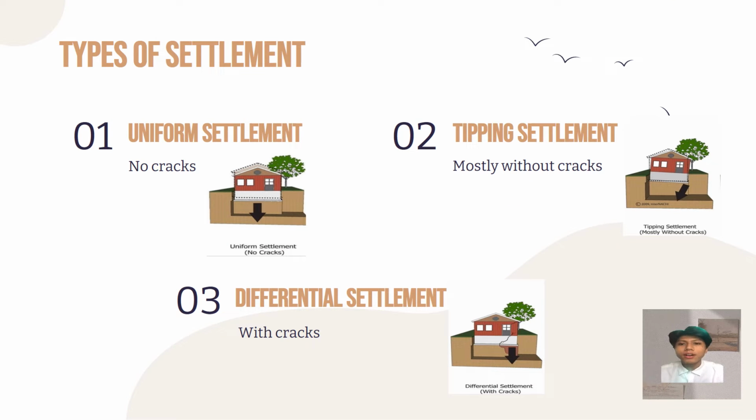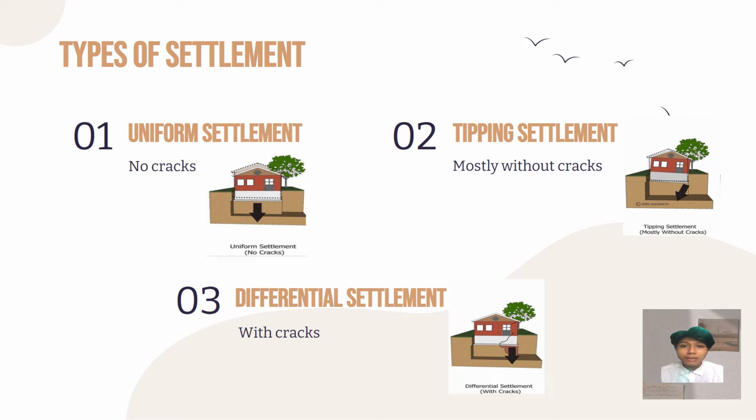Next, there are three types of settlement, which are uniform settlement, tipping settlement, and differential settlement. Uniform settlement occurs when the structure is located on the same layer of soil up to the foundation depth, and it does not have any major impact or cracks on the structure.